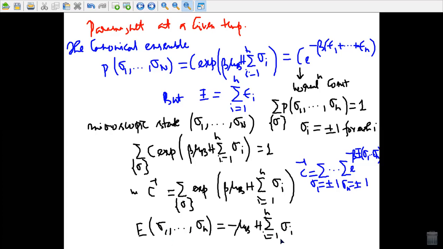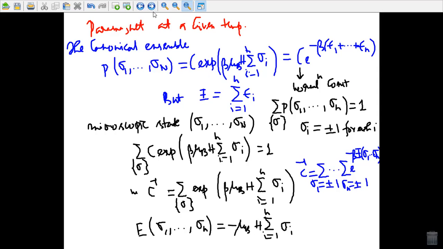And the summation over sigma, in detail we can obtain that C inverse of this one is nothing but summation sigma 1 equals plus minus 1 ... summation sigma n equals plus minus 1 of e to the power minus beta E of sigma 1 to sigma n.